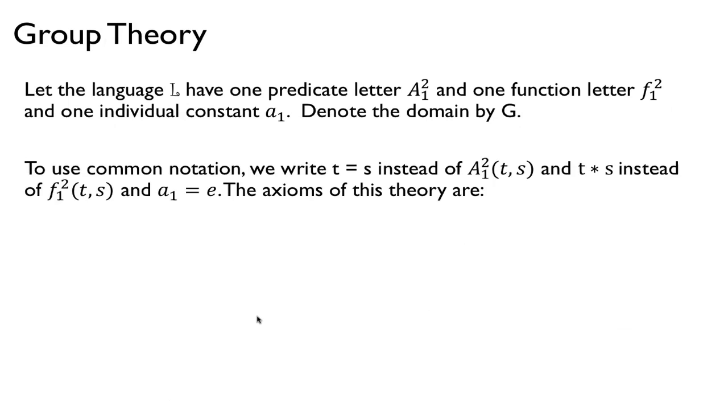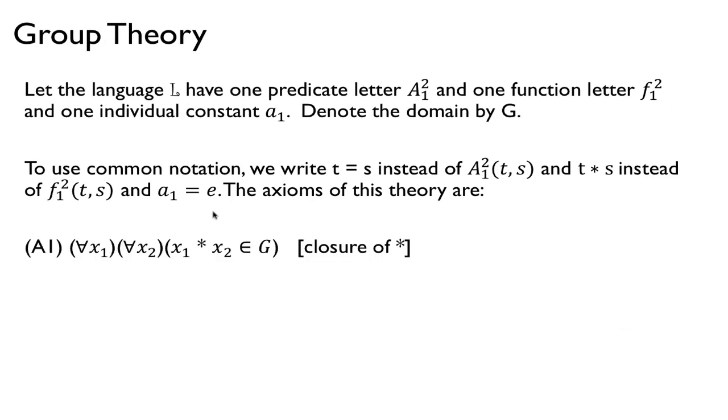So to fit this with common notation in group theory, instead of saying A12 here, this binary relation is going to be equality, and this function f is going to be just some kind of multiplication or any kind of operator. It doesn't have to be multiplication, but some kind of operation between two elements. And then A1, we call that the identity. So here are the axioms of this theory.